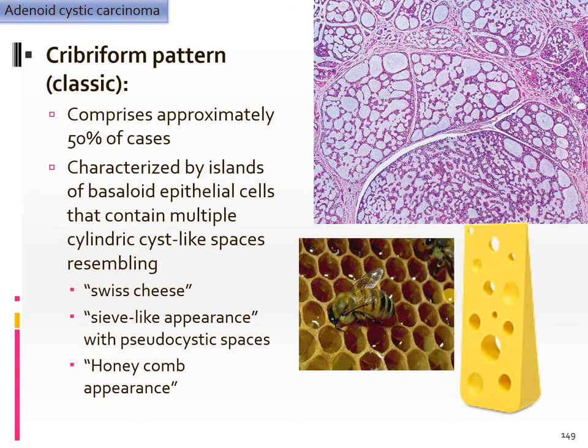Let's have a look at the cribriform pattern. As discussed, the cribriform pattern looks like the Swiss cheese pattern, where you have perforated cheese structures, also called the sieve-like appearance or honeycomb-like appearance. These are typically characterized by basaloid cells or islands, which are perforated by cylindrical cyst-like spaces, like this.